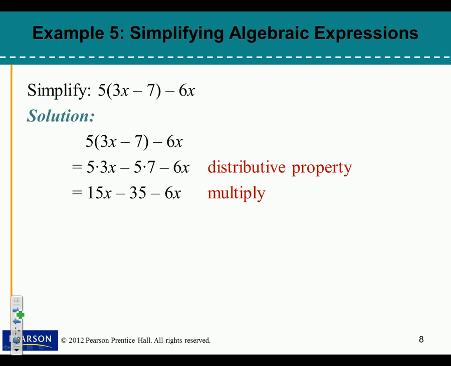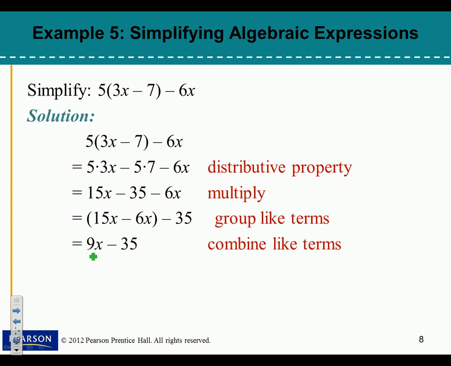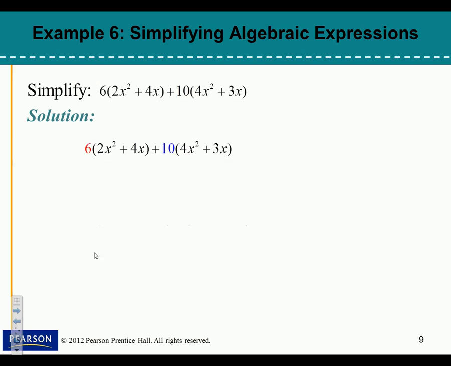Then we're going to multiply. And then we're going to group our like terms is what we're going to do. And so we got the 15 minus 6x. And then we simplify what's inside there by combining our like terms. And that's as far as we can go because there's no variable here. This is your constant, and this has a variable. Those cannot be combined. Okay?